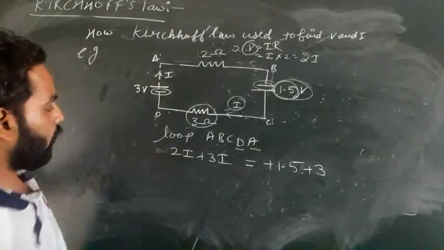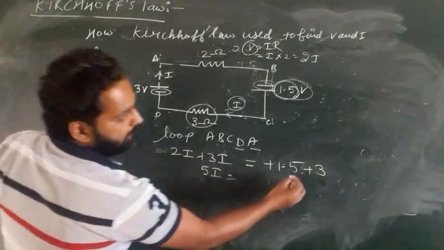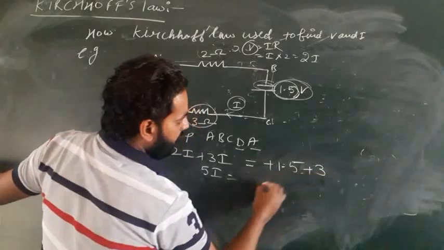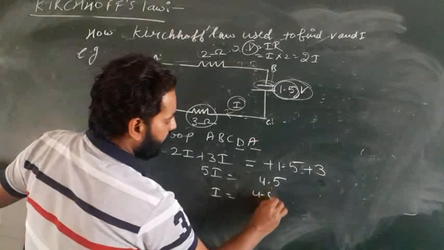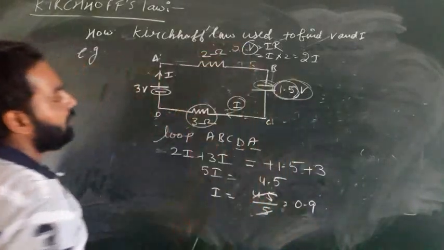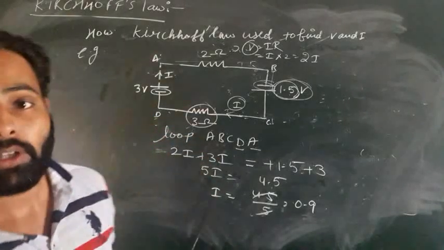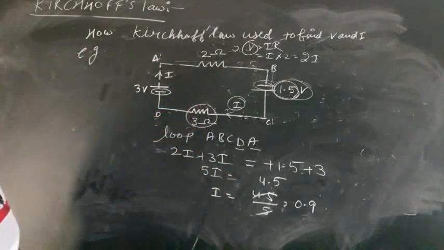So now it comes out to be 3I plus 2I, that is 5I, is equal to 1.5 plus 3, that is 4.5, and I comes out to be 4.5 divided by 5, which is 0.9. In that way we apply the Kirchhoff rule to find the value of V and I for a given circuit.